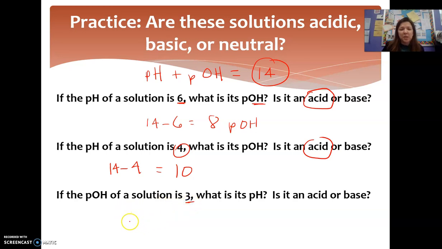Last but not least, we've got a pOH of 3. What is its pH? Again, they always add up to 14. So 14 take away 3 is 11, and 11 is the pH. So think about it. Is that an acid or a base? On a pH scale, anything above 7 is a base. Yes. Okay. Good. Easy peasy. Takeaway is pH plus pOH is always equal to 14.